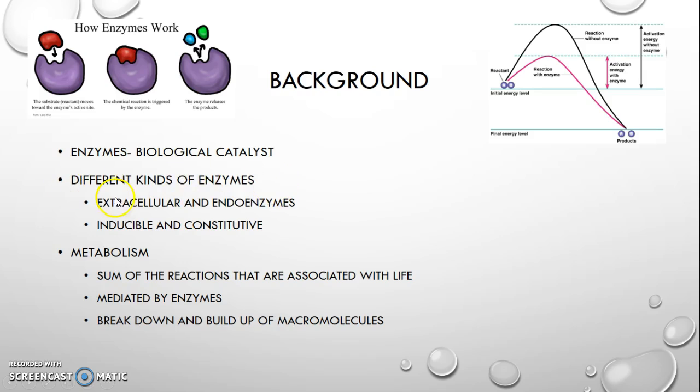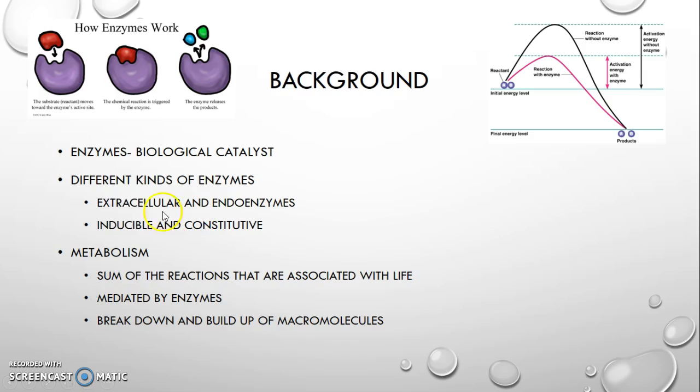There's a whole bunch of different kinds of enzymes, but the two major categories that we talk about are extracellular and endoenzymes, and inducible and constitutive. Extracellular enzymes are ones that are excreted from the cell. The cell will make the enzyme and excrete it to the outside environment, and then the enzyme will act on substrates on the outside of the cell. And there are endoenzymes that work more on the inside of cells to degrade molecules into simpler products.